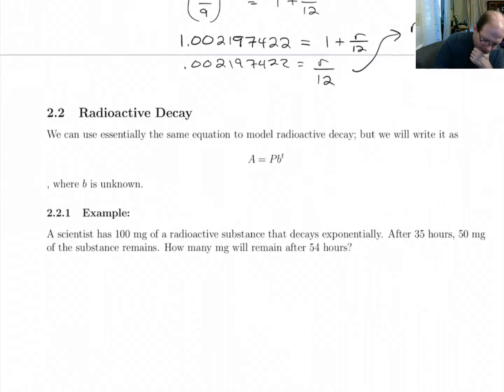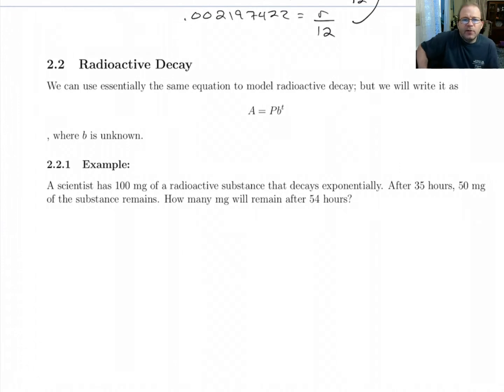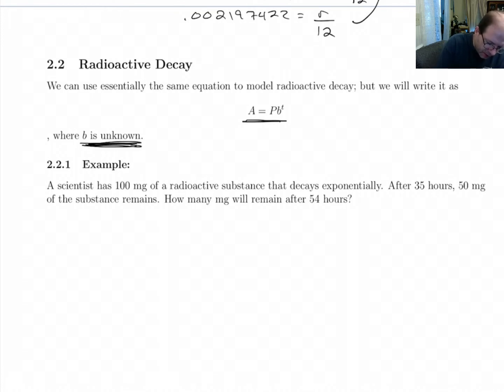Let's also look at radioactive decay. Radioactive decay works the same way as exponential growth, except it's exponential decay. The equation we're going to use is similar: A is equal to P B to the T. In this case, B is going to be something that's unknown, so we'll have to come up with B. But let's do 2 examples of this.